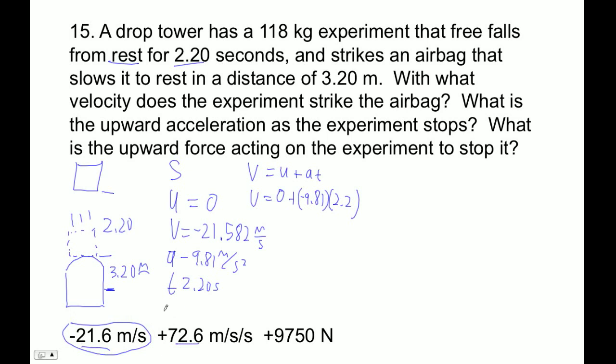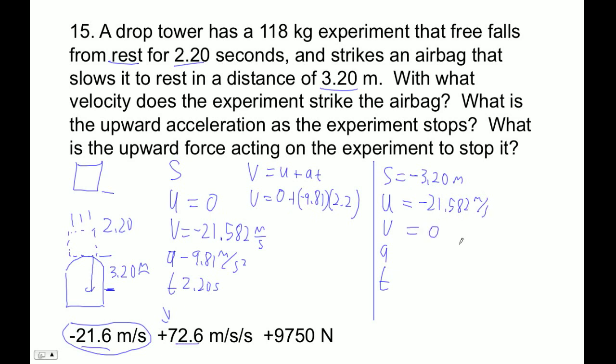Now we're going to get what's its upward acceleration as it stops. So now we're looking at the part where it hits the airbag and it's brought to rest. That's this 3.2 meters down. So let's do that. What do we know? We know the displacement is down. It goes down 3.2 meters. The initial velocity is now this velocity right here, where we hit it going this fast, so negative 21.582. Final is 0 because, of course, we want to stop this thing. And the acceleration we deeply care about.